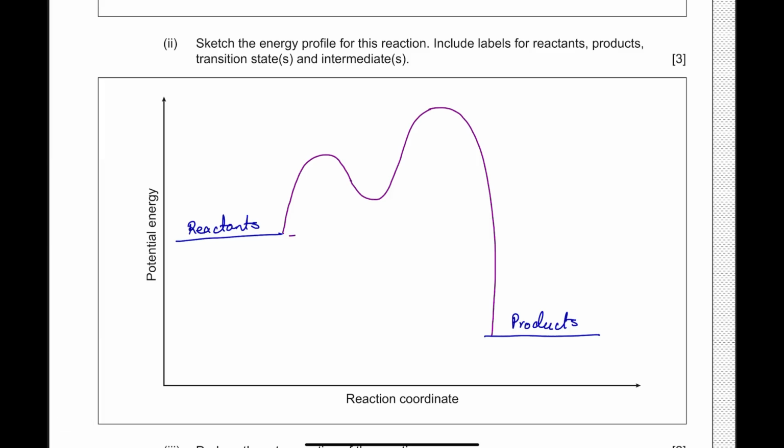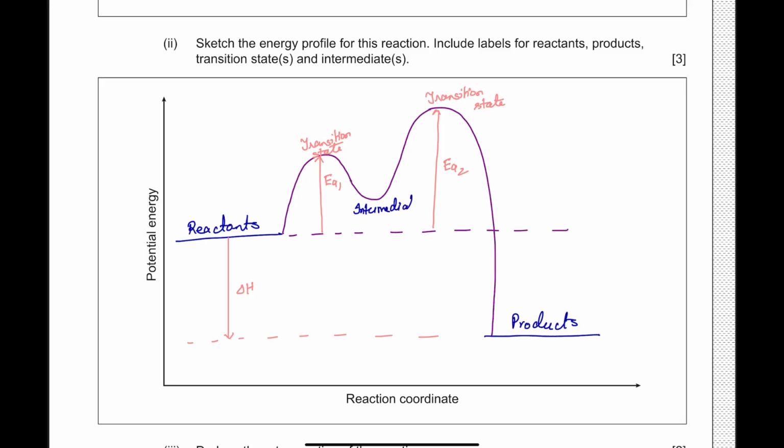So I can start labeling things. This is your enthalpy, delta H. This is EA1. This is EA2. Transition states are formed at the top, so this is a transition state. This is a transition state. At the middle, this one would be your intermediate. We have labeled reactant, products, transition states, intermediate, everything. So this should be our answer.